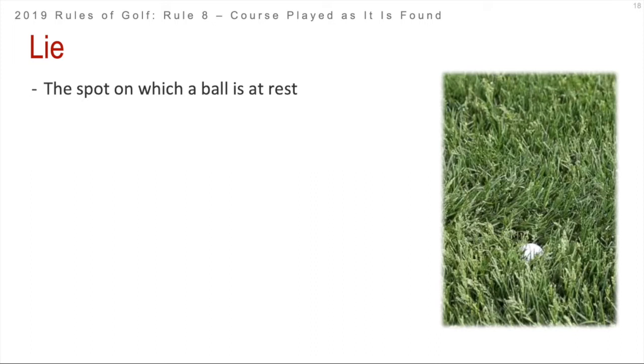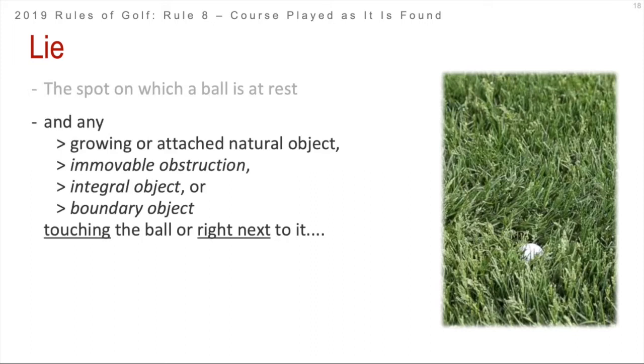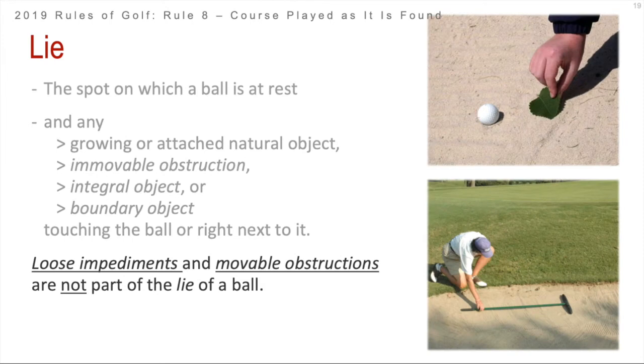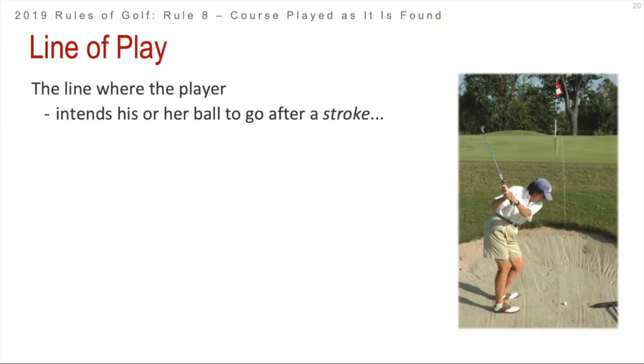Okay, so what's the lie? The lie is the spot on which a ball is at rest. It also includes any growing or attached natural objects, immovable obstructions, integral objects, or boundary objects that are touching the ball or right next to it. So things like a loose impediment or a movable obstruction would not be part of the lie of the ball. We are going to cover those in a subsequent video about what the rules are around moving those. But know that those aren't part of the lie of the ball.